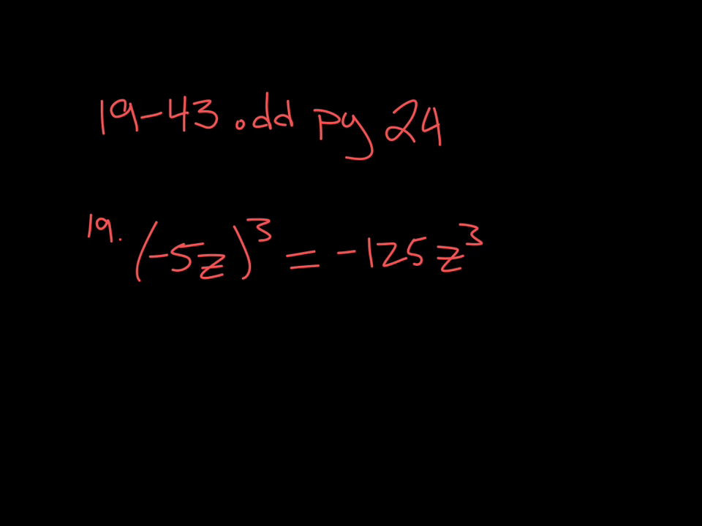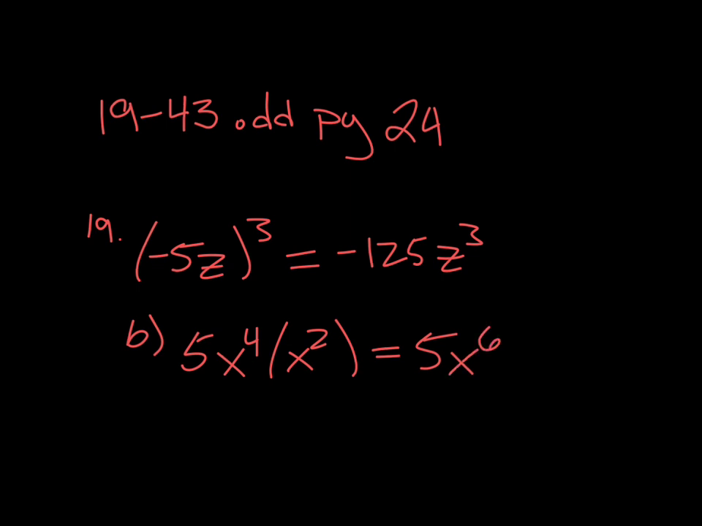So for B, it'd be 5x to the 6th. Yeah, that's what I did. Right, so part B. And actually just 20, 20 was pretty easy. Right, that's B, right? Wait a second.